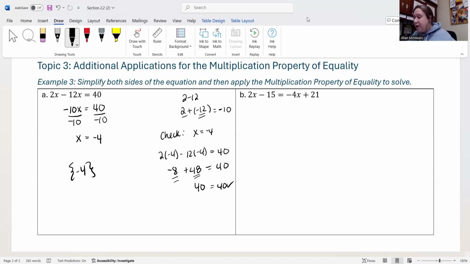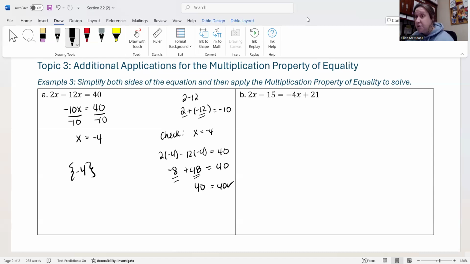Okay, let's look at part B. Part B definitely has some steps that need to be taken, and this one is a semi-advanced problem. We notice that we have variables on both sides of the equation. We also have constants on both sides of the equation, and this is a common thing you're going to do in the next worksheet where we're solving more complicated equations. We have to get all of the variables together, and we have to get all of the constants together before we can apply the multiplication property of equality. You have to have a single variable term and a single constant term.